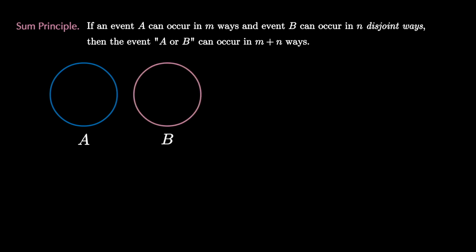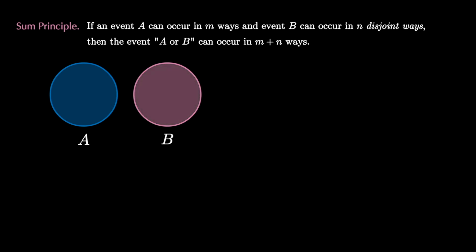We see this as a direct translation of the sum principle for sets by noting that if we have the sets A and B and they do not overlap, then we can determine the cardinality of their union just by adding the cardinalities of the separate sets, as seen here.